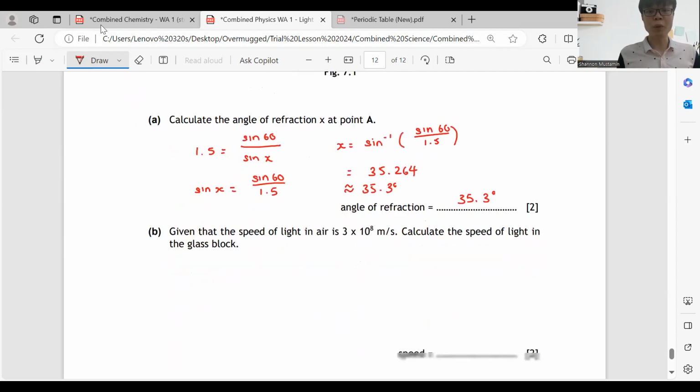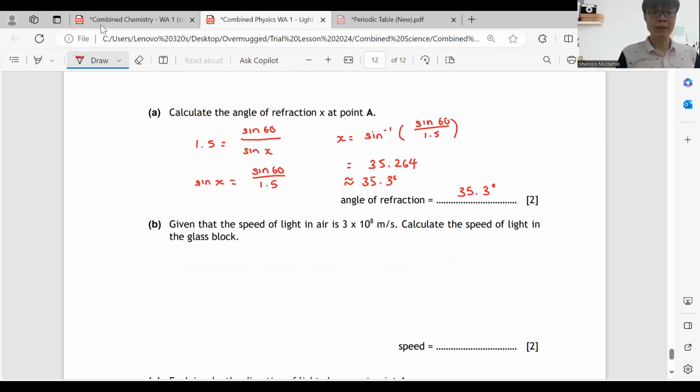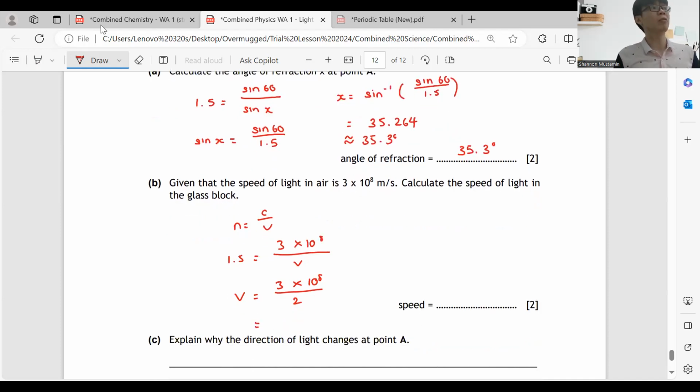Okay, so these will be the two minimal questions, like one formula each. Now you apply this one, n equals c over v. 1.5, 3 times 10 to the power 8, v. Same thing, you can swap place. Three divided by two actually gives you 1.5. Sorry, 1.5. 3 divided by 1.5 gives you 2. In standard form. This will be meter per second. So do take note, exam question will give you units or not. Just watch out.